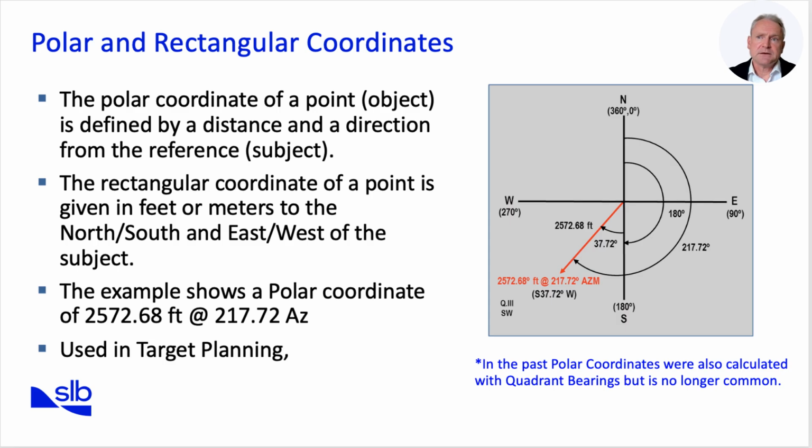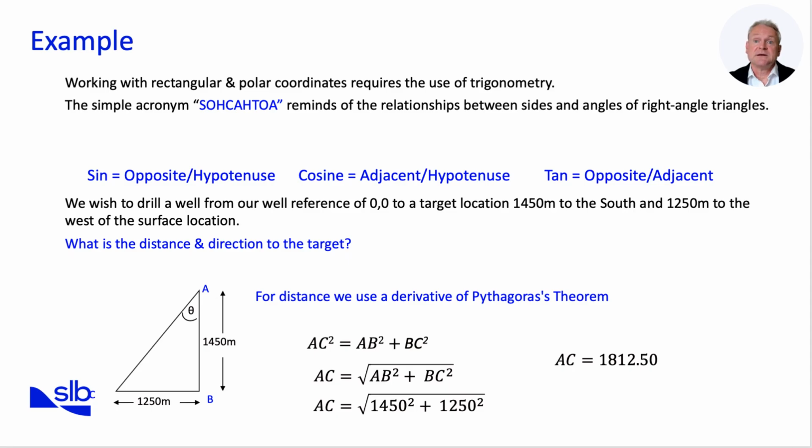Okay, question. If my polar coordinate was 2,000 feet at 0 degrees azimuth, what would my northing and easting coordinates be? I will give you a moment to think. Well, I have travelled due north, so I have not moved east or west. Therefore, my northing will be 2,000 feet, and my easting will be 0. Okay, now let's look at an example.